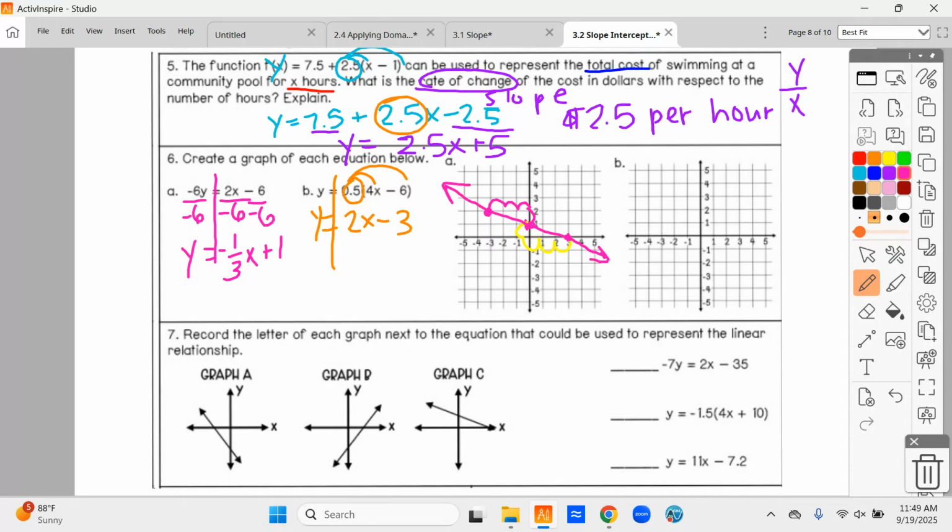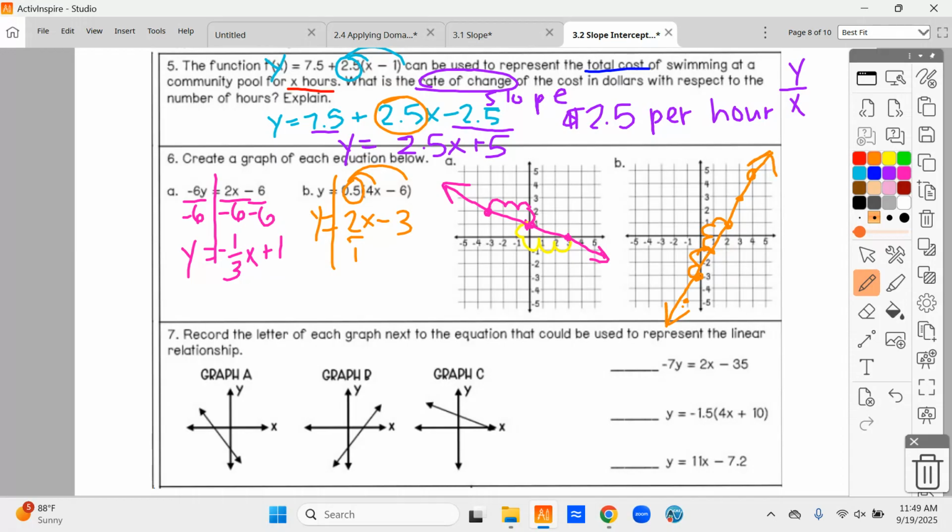And for B, I'd start at negative 3, and my slope is 2. Remember, anytime you don't have a denominator, it's 1. So I'm going to go up 2 over 1, up 2 over 1, up 2 over 1, up 2 over 1. And I can also go down 2, left 1. Remember, opposite direction, because it should be a line.